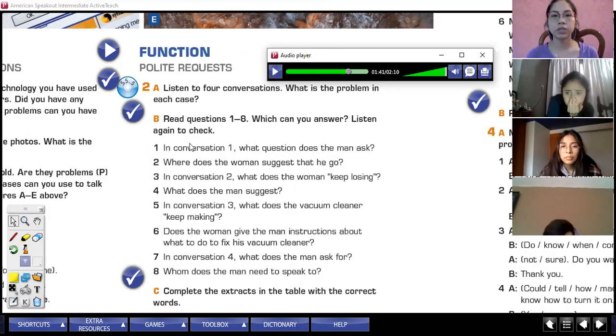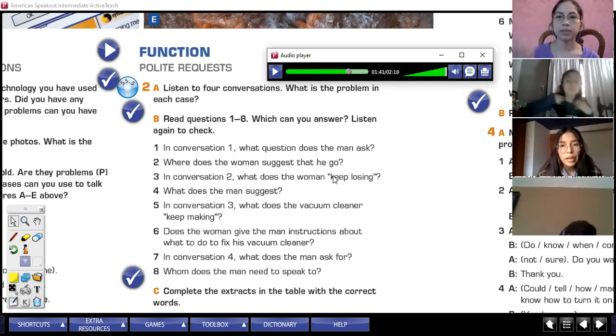Let's read in conversation number 1. Please, Denise, can you read conversation number 1? In conversation 1, what question does the man ask? That is, you need to write the question that the man asked. Continue, number 2. Where does the woman suggest that he go? Where is the place? She makes a suggestion. What is the place where she suggests?